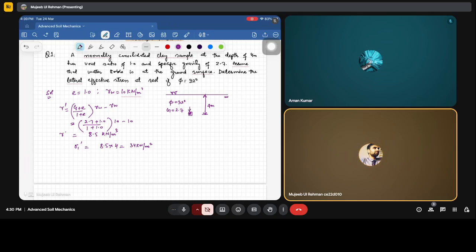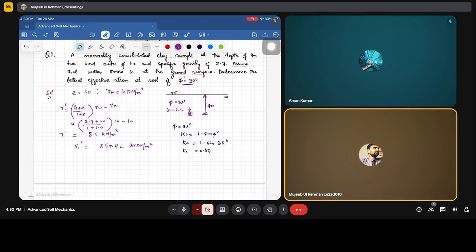Now for the lateral effective stress at rest, phi is given, so phi is 32 degrees. We know that K naught is equal to 1 minus sine of phi, rather we can write phi dash. So 1 minus sine of 32 degrees, which is 1 minus 0.53, that is 0.47.